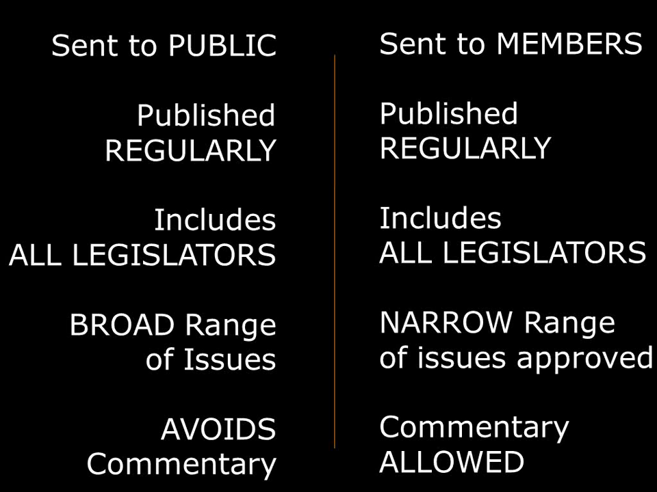So when doing a legislative scorecard, if it fits into your legislative strategy or your advocacy strategy as an organization, you have two ways to do that. First, you want to make sure that you send the legislative scorecard to the public. If this is a public legislative scorecard, then you want to publish it regularly. You want to make sure that the scorecard includes all legislators. By that I mean you can't exclude certain legislators of certain parties, or certain legislators that you think may be more sympathetic to your issues than another legislator. You want to include them all, even those who are retiring. Again, you want to make sure this scorecard covers a broad range of issues. As many issues as you can include in that scorecard, you want to include.